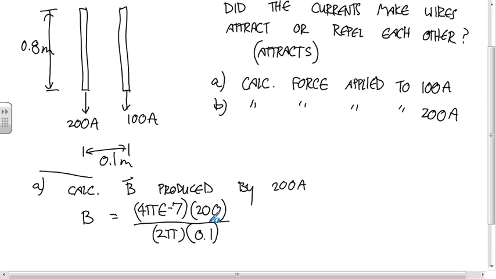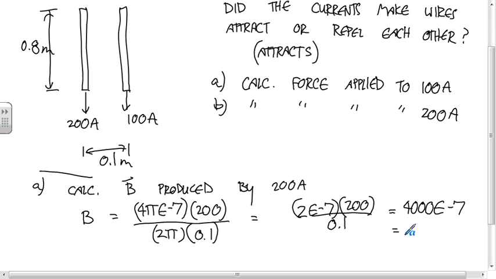All right, so you get 2 times 10 to the minus 7 times 200 divided by 0.1. So that is 4,000 times 10 to the minus 7, which is 4.0 times 10 to the minus 4, right?